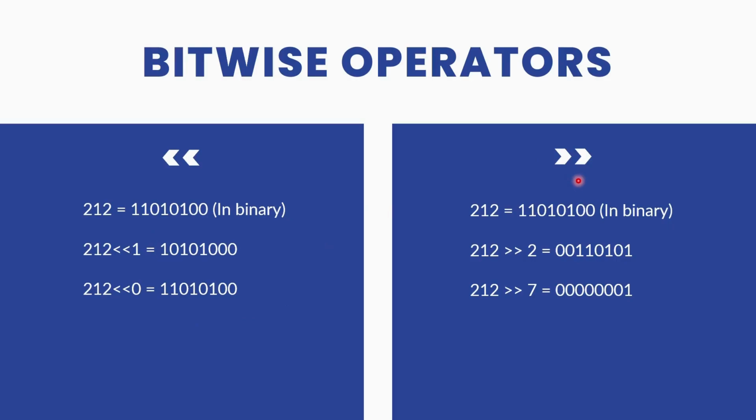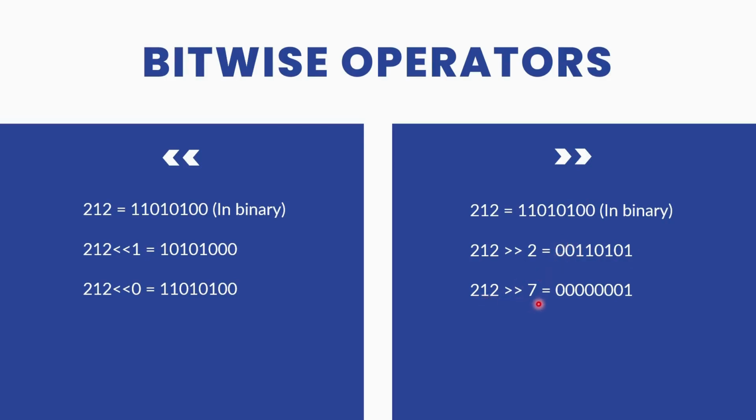Then right shift operator. Right shift operator shifts all the bits towards right by a certain number of specified bits. Same example, 212 right shift by 2. So the number of specified bits by which it is shifted is 2. So you can see this 0 is discarded. So it will start from here, 110101, filled by 0.